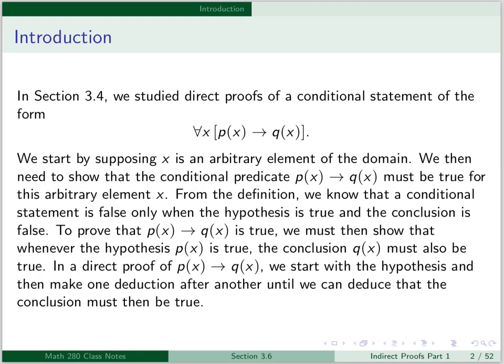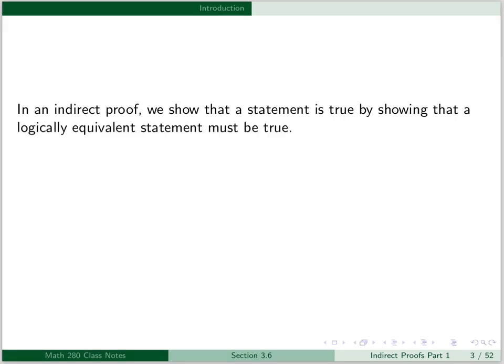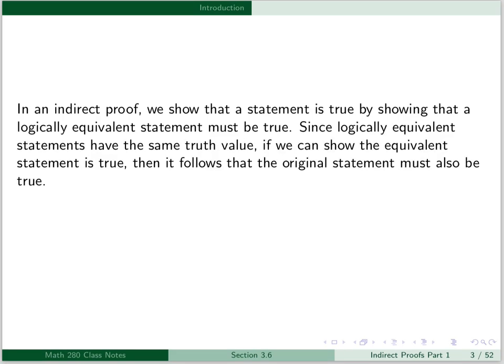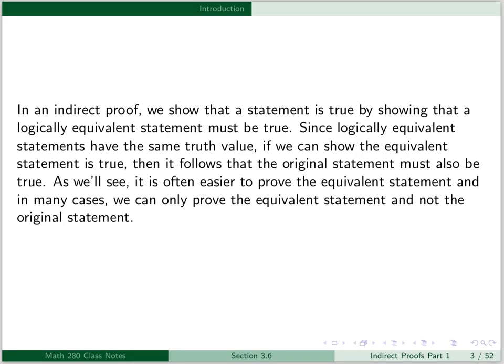In a direct proof of p of x implies q of x, we start with the hypothesis and then make one deduction after another until we can conclude that the conclusion must then be true. In an indirect proof, we show that a statement is true by showing that a logically equivalent statement must be true. Since logically equivalent statements always have the same truth value, if we can show the equivalent statement is true, then it follows that the original statement must also be true. As we'll see, it is often easier to prove the equivalent statement, and in many cases we can only prove the equivalent statement and not the original statement.